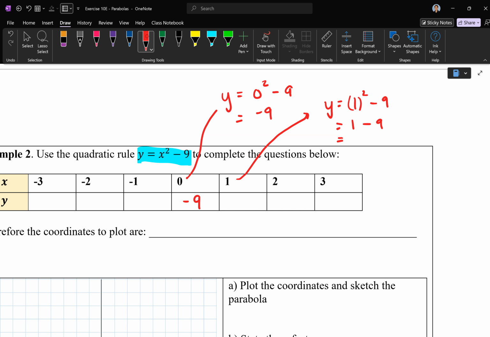Reese, what's 1 minus 9? Negative 8 is the correct answer. We've got negative 8. Let's go with the next one, 2. So hopefully you're starting to see the pattern.